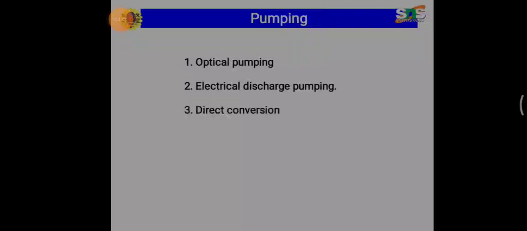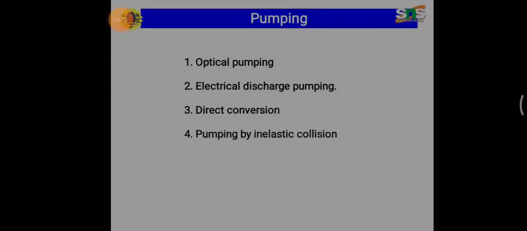Direct conversion. Due to the electrical energy applied in a direct band gap semiconductor like gallium arsenide, the combination of electrons and holes takes place, and electrical energy is converted into light energy directly. This is called the semiconductor laser.